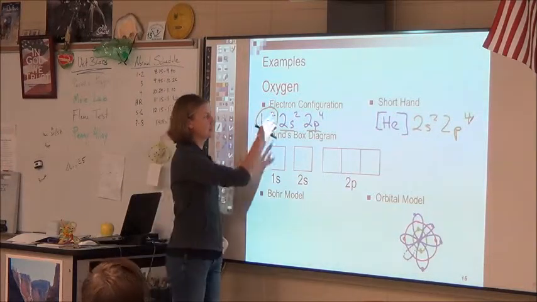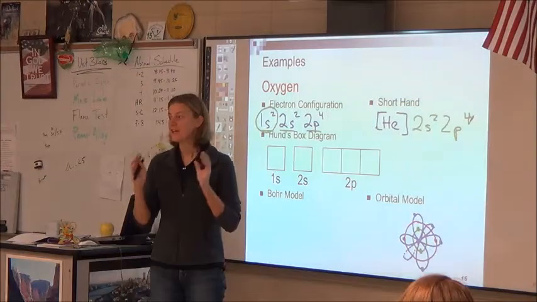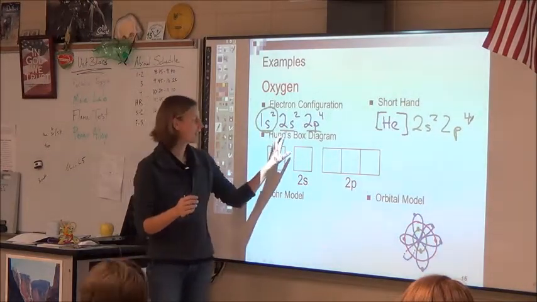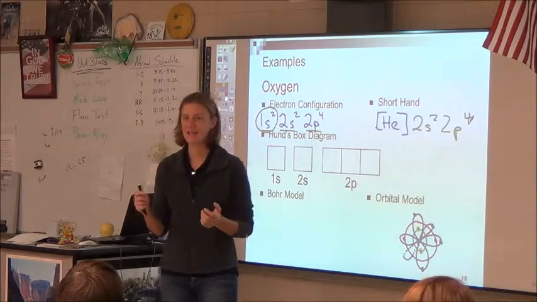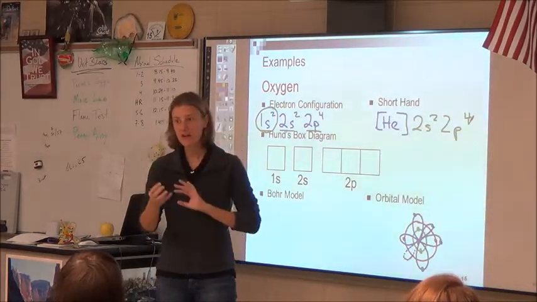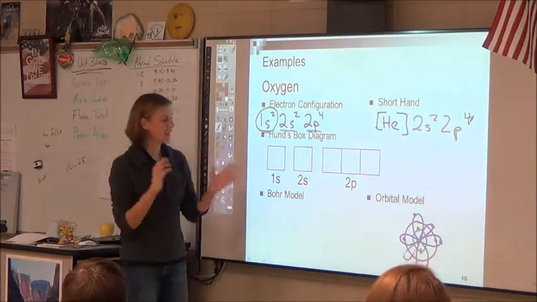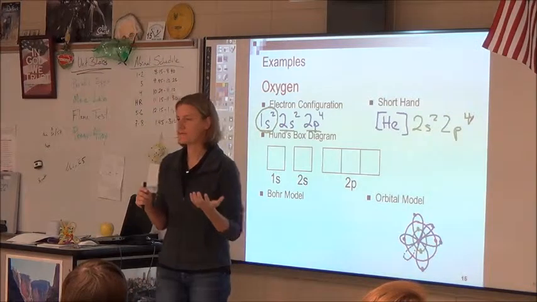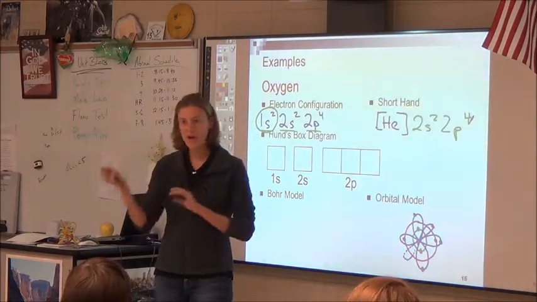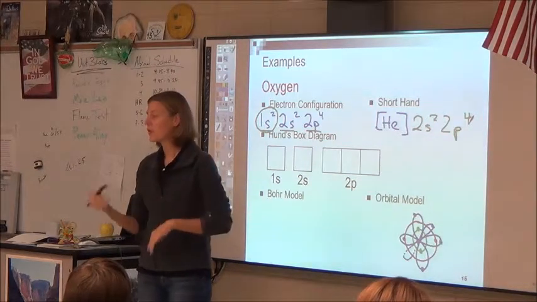Hund's box diagram is also explaining something about electrons, but this is now explaining something about electron spins. We also have to explain how electrons are spinning. Just like the Earth is spinning on its axis as we're going around the sun, so are electrons. They're moving around the nucleus and they're spinning. We indicate their spin in one of two ways, either spinning clockwise or counterclockwise, and we indicate that as an upspin or a downspin.